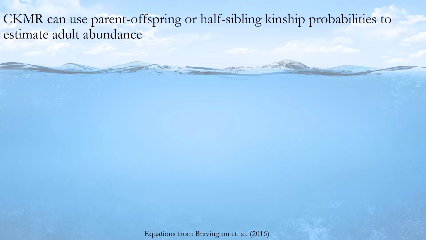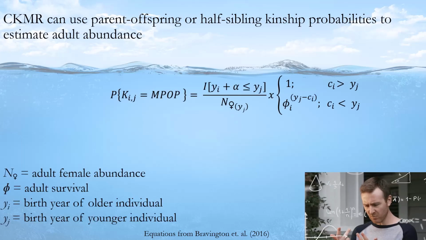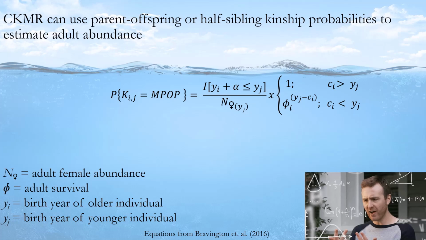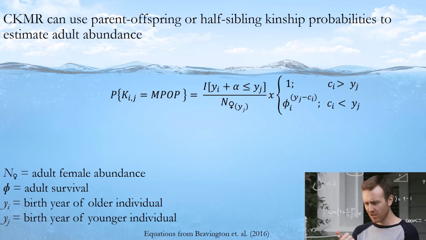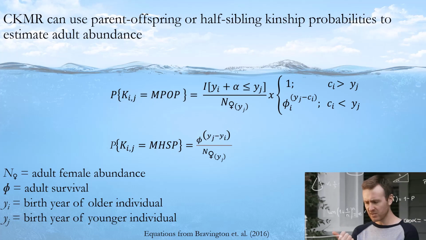So if we make various assumptions, such as reliable aging, constant fecundity, and no stock structure, then this equation describes the probability that any two randomly sampled individuals are related as maternal parent-offspring pairs if sampling is non-lethal. If sampling is lethal, then this equation becomes simpler. And this equation describes the probability that any two randomly sampled individuals are related as maternal half-siblings. In other words, they share a mother but not a father.